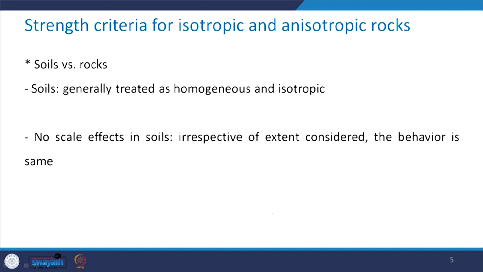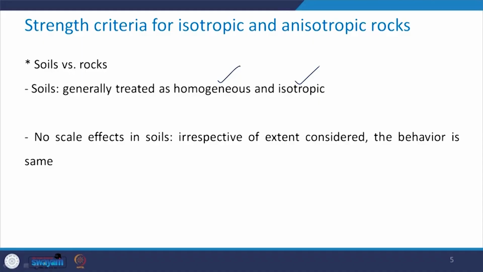Soils are generally treated as homogeneous and isotropic, although they are not, but most of the theories, when they were developed in the beginning, had this first assumption, homogeneous and isotropic, be it shear strength theories or consolidation, etc. There are no scale effects in case of soils. Irrespective of the extent which is considered, the behavior of the soil specimen is going to be the same. So, there is no scale effect.